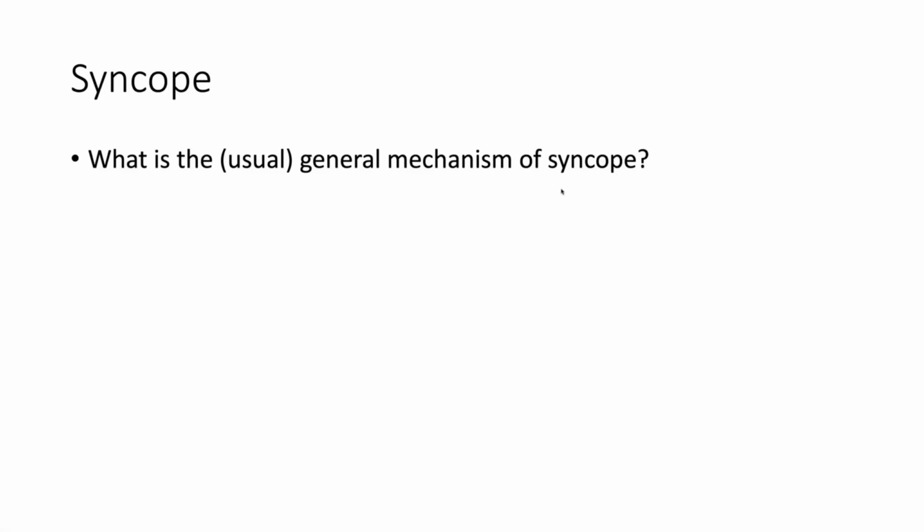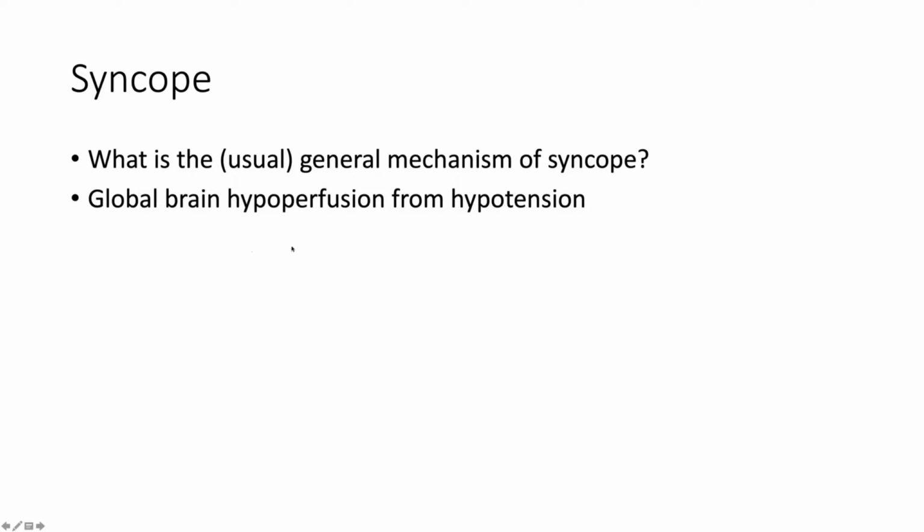Vasovagal syncope. That's a little bit too specific. What's the mechanism? What's the underlying cause? I think the blood pressure falls. Yeah, that's pretty much it. Global hypoperfusion of the brain because of hypotension. Technically, you can have hypoxemia.